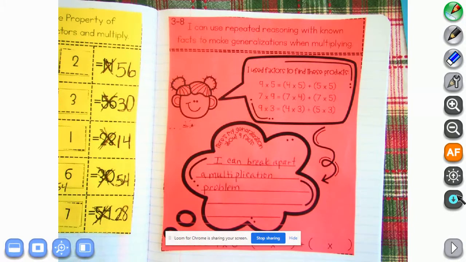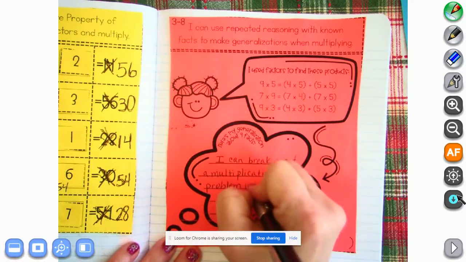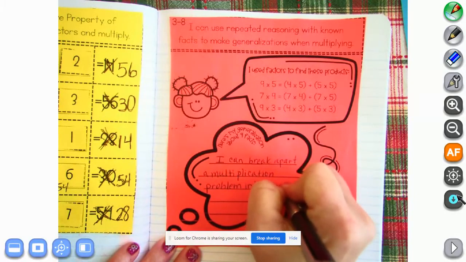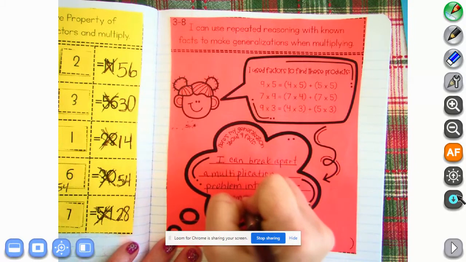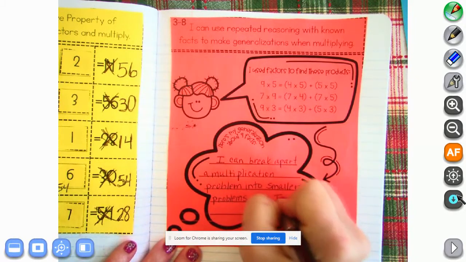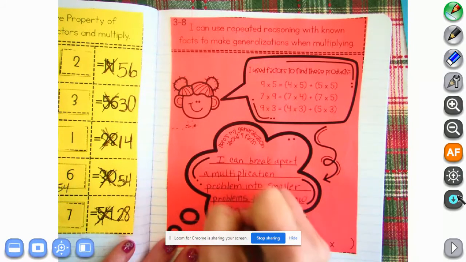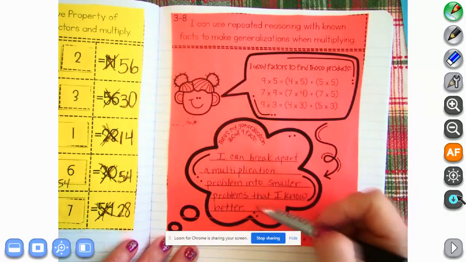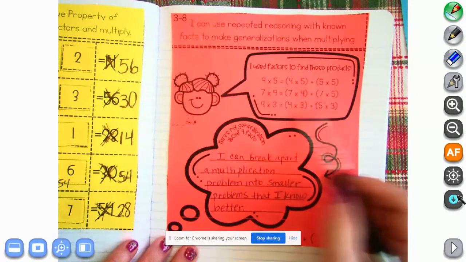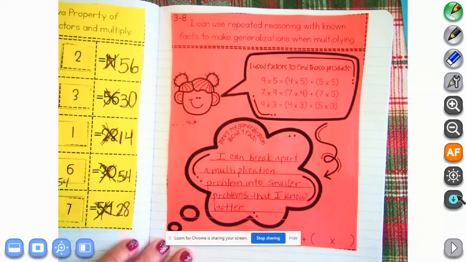Okay. I can break apart a multiplication problem into smaller problems that I know better. Okay? So we can break these bigger problems into smaller ones that we know better. We can know 4 times 3 a little easier and 5 times 3. Okay, go ahead and get that written down.